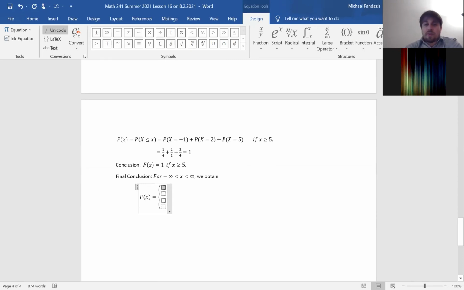capital F of x is equal to 0 for little x less than negative 1. It's equal to 1/4 for negative 1 less than or equal to x strictly less than 2. It's 3/4 for 2 less than or equal to x strictly less than 5. And it's 1 for x greater than or equal to 5.